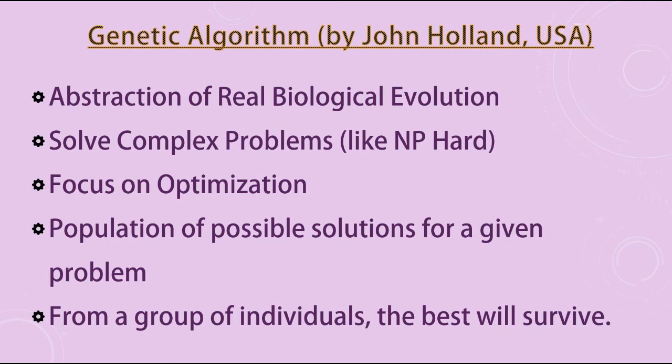Population of possible solutions for a given problem means we already have a number of solutions. We have populations of solutions and we'll find the optimized solution. From a group of individuals, the best will survive. An individual means a single solution. There are multiple solutions, and we'll eliminate the old solutions, and the best solution will be our optimal solution.